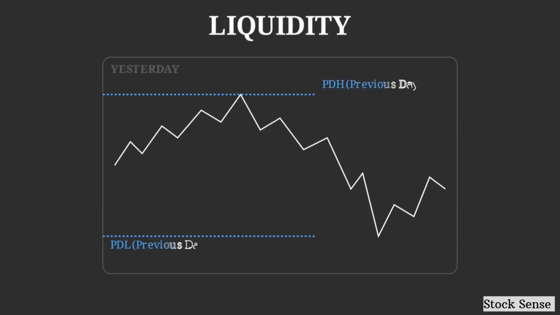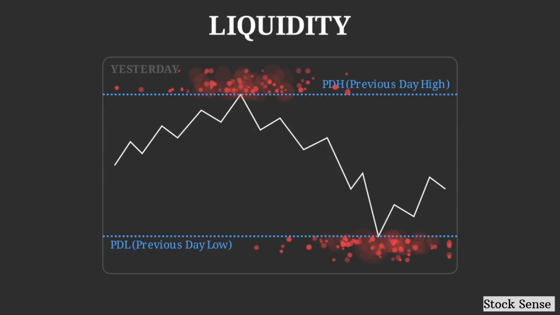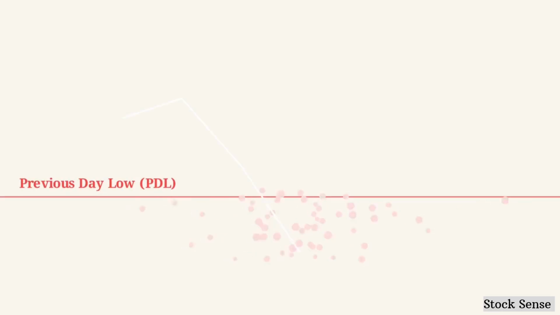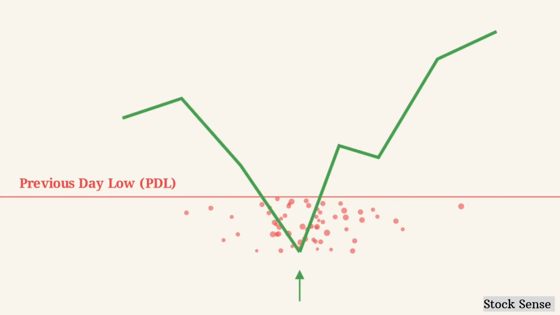They represent clusters of resting orders sitting just above yesterday's high and just below yesterday's low, the exact points where thousands of participants have parked their exits. Once you can identify these pools of trapped capital, you stop being the source of liquidity for larger players. Instead, you can use those sweeps as a signal for a high-probability reversal.